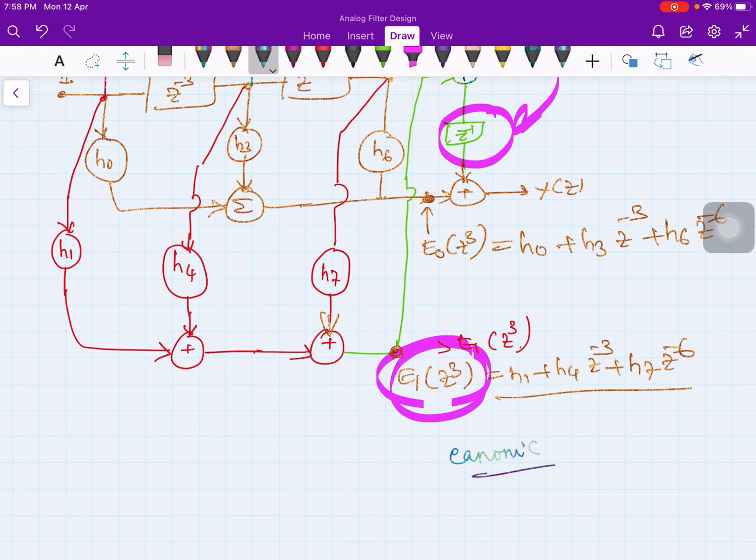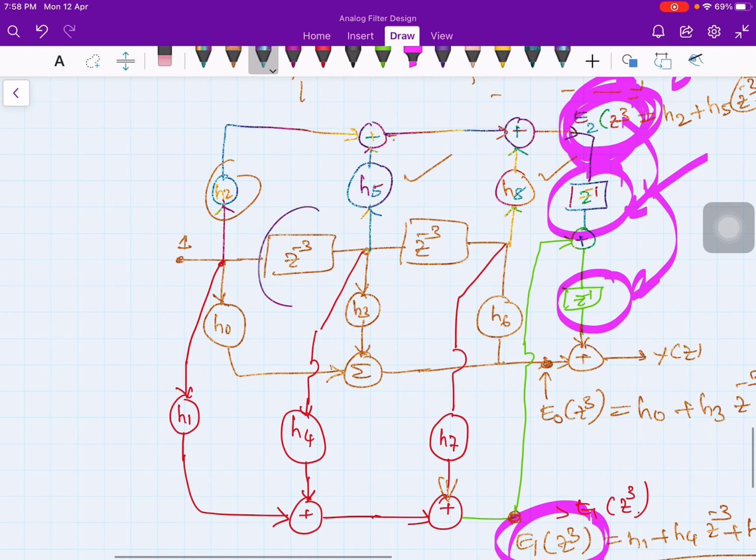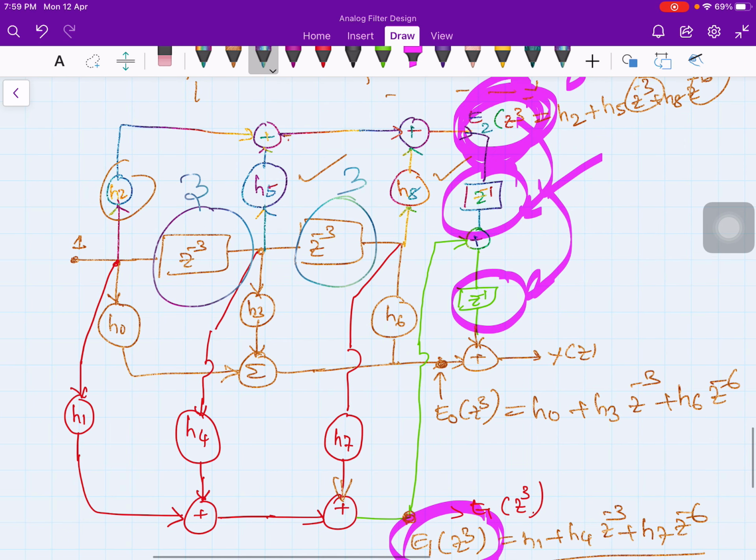Why is it canonic? If you count the number of delays, here 3 delays and here 3 delays, 3 plus 3 is 6, and this one is 1, so 7, and if you add one here, 8. So we used only 8 delays, therefore this is canonic in structure.